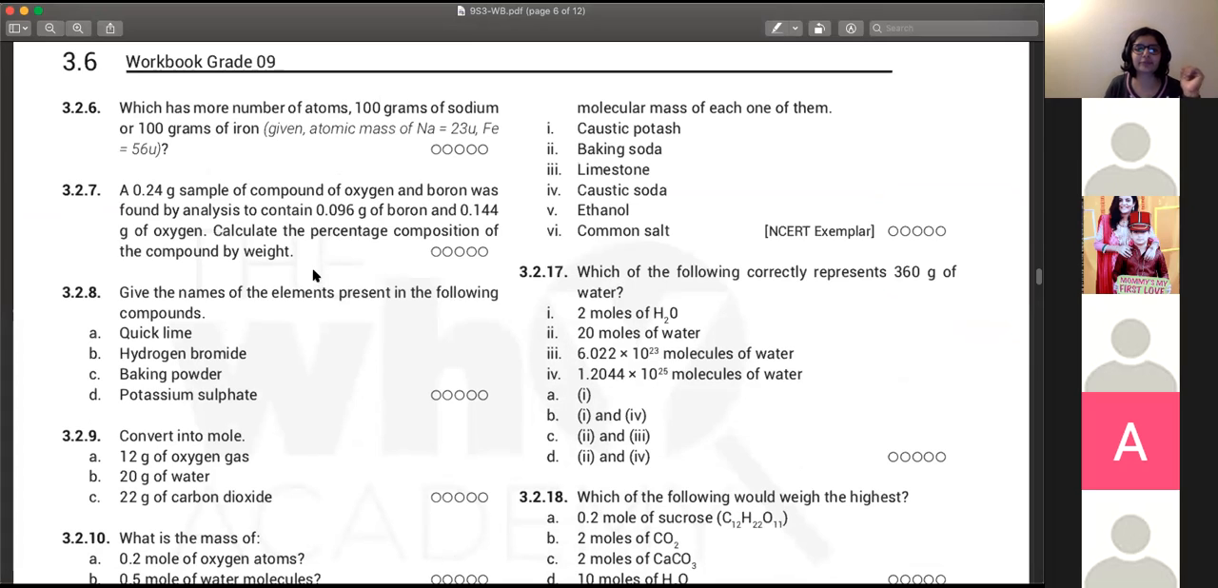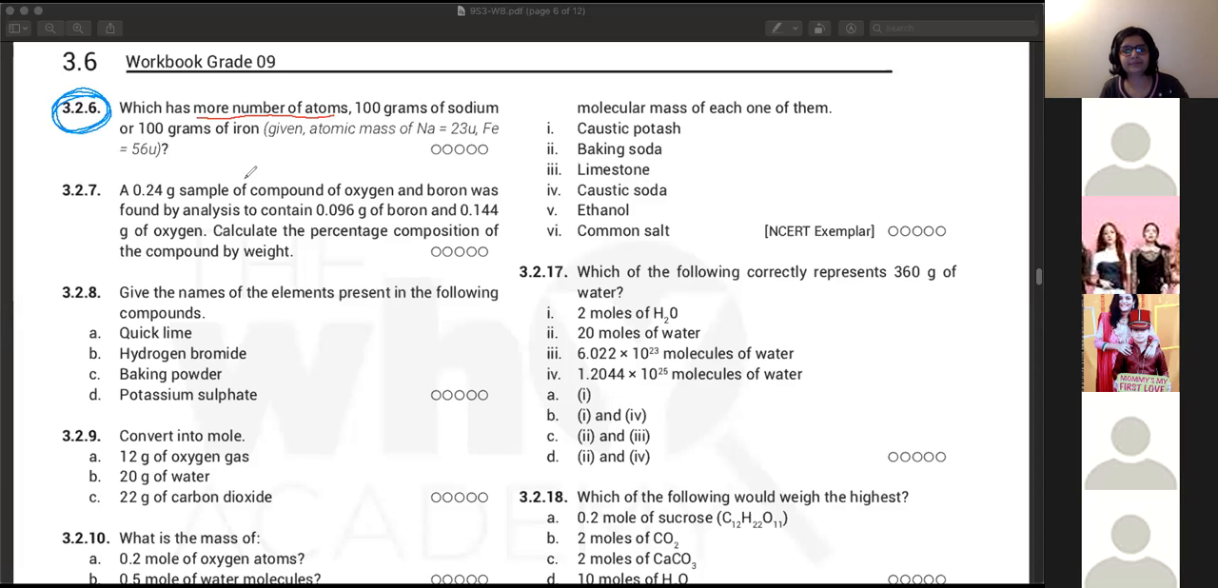Then 3.2.6. This is another type of problem. In fact, this is the type of problem you got in your 230 quiz also, yesterday or the day before. Which has more number of atoms: 100 grams of sodium or 100 grams of iron? Who's going to discuss this problem?